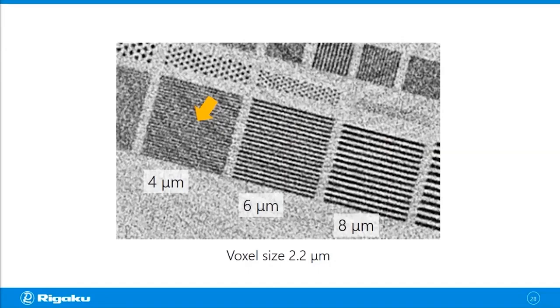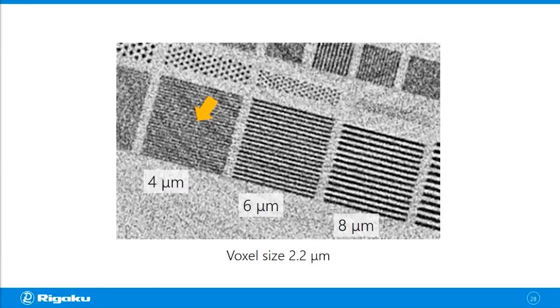And the fact that you can see 4 micron line pairs with 2.2 micron voxel size means that the resolution function size is comparable to the voxel size. So this is for micron level resolution.